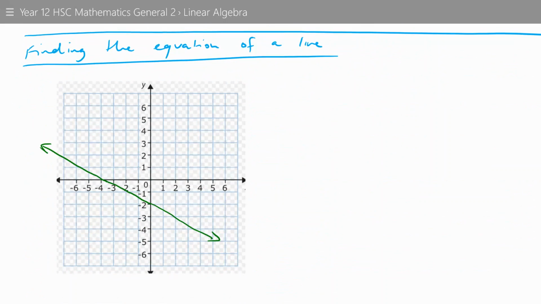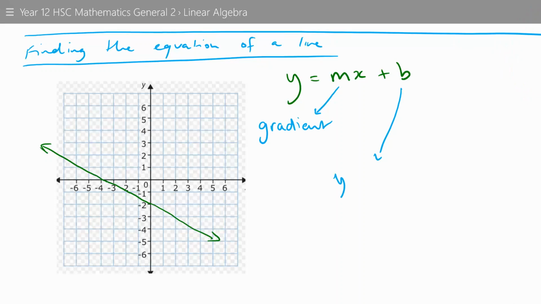In this case, they've actually given you a line, and it says finding the equation of a line. So it's the opposite of what we just did. We need to find the equation of the line in the form y equals mx plus b. The two main things that we learnt right at the start of the video, we need the gradient, and we need the y-intercept.